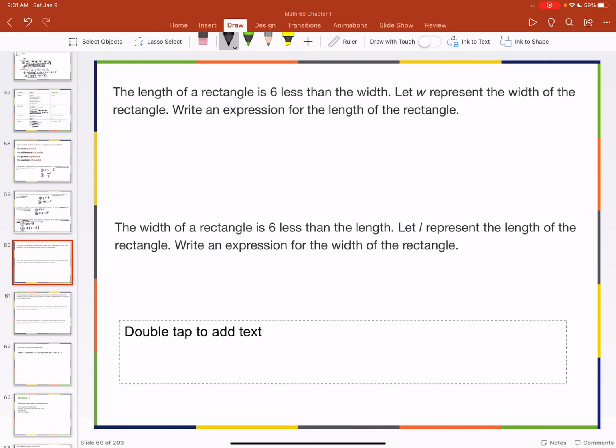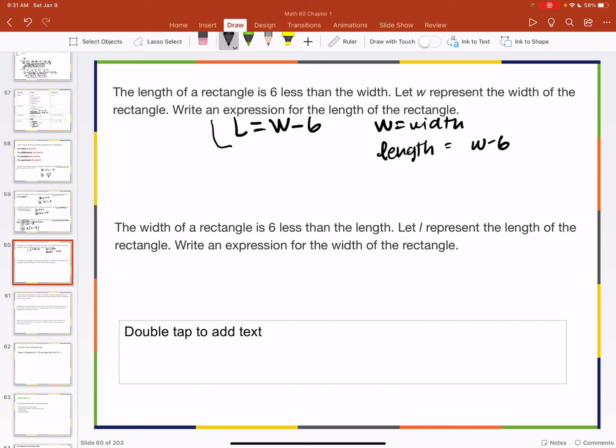All right. Okay, so let's do a couple more. The length of a rectangle is 6 less than the width. So length of the rectangle is 6 less than the width. Let W represent width. And then let's express, this is the expression for the length. So the length can be expressed as W minus 6.